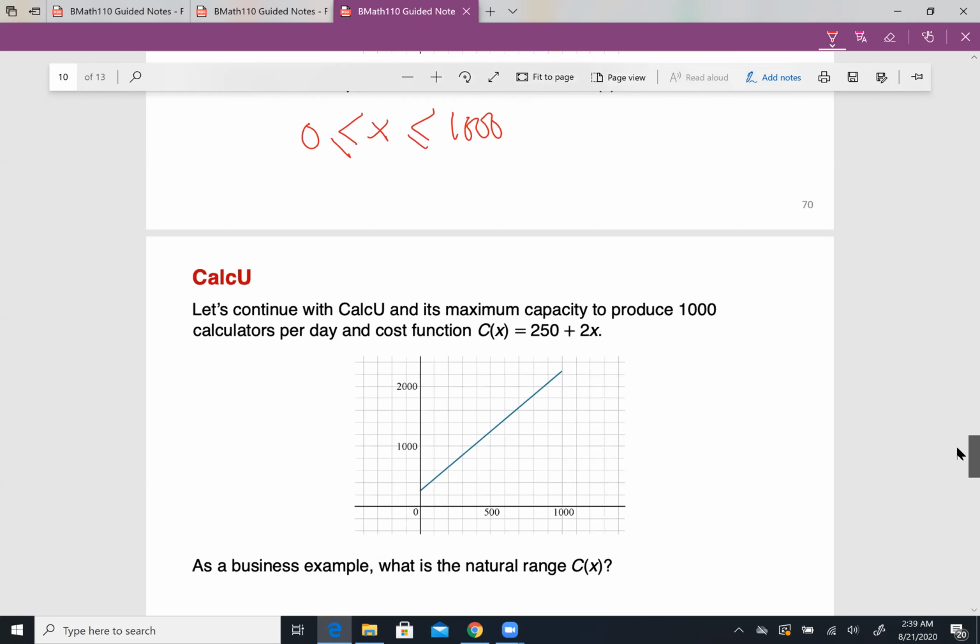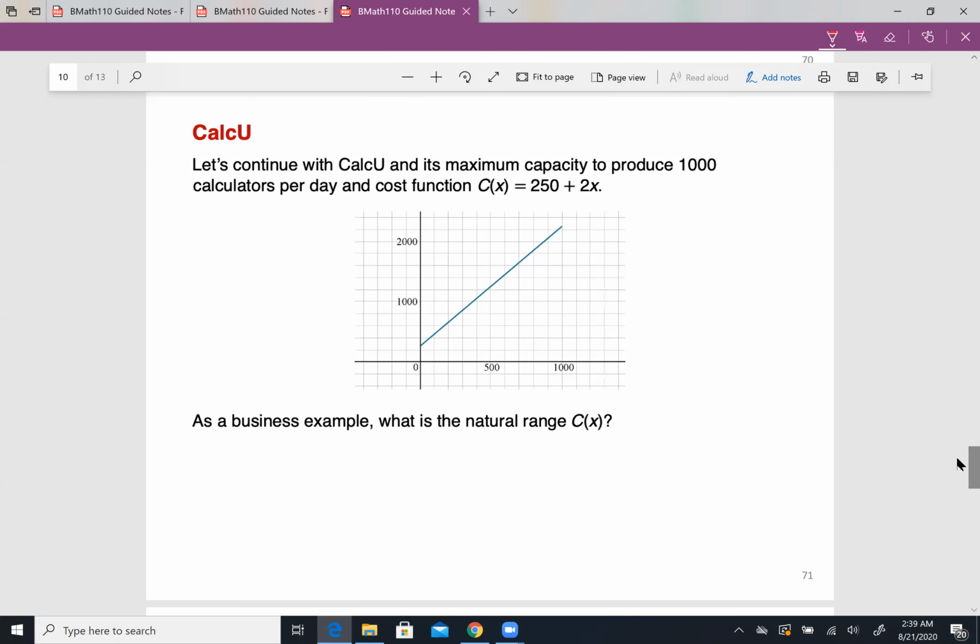Now let me move that here. Let's continue with the Calq company and its maximum capacity to produce 1,000 calculators per day, with cost function C of x equals 250 plus 2x. As a business example, what is the natural range of C of x? In order to find the range, you need to know the minimum of C of x and also the maximum of C of x.